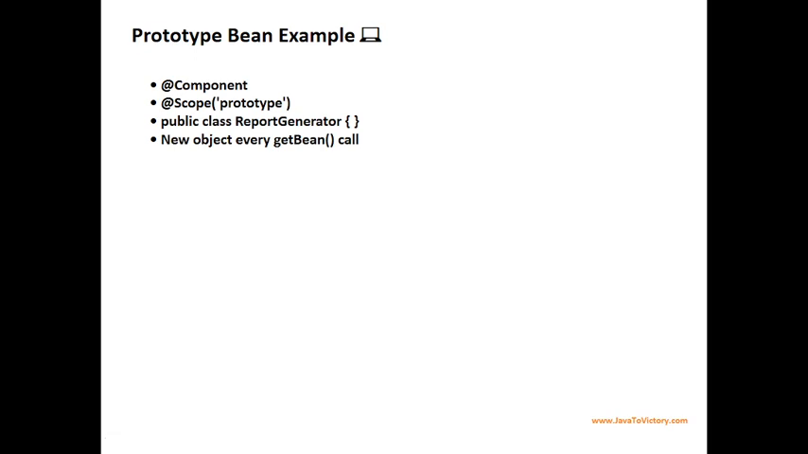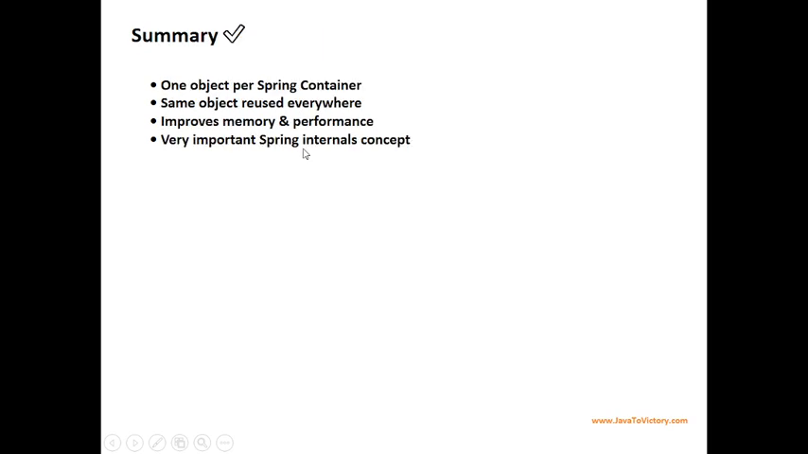If you look at the prototype scope, we have to mention the scope as prototype. Previously we didn't mention singleton because that is the default scope, but if you want prototype scope, you have to mention it explicitly. A new object is created for every getBean call. Whenever you request the bean, it will create a new object as part of the prototype bean. Singleton means one object per Spring container: the same object is reused everywhere, and it improves memory and performance.